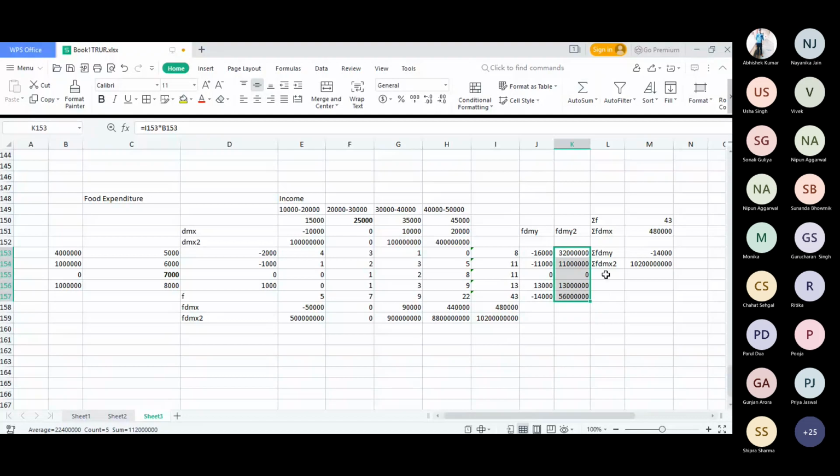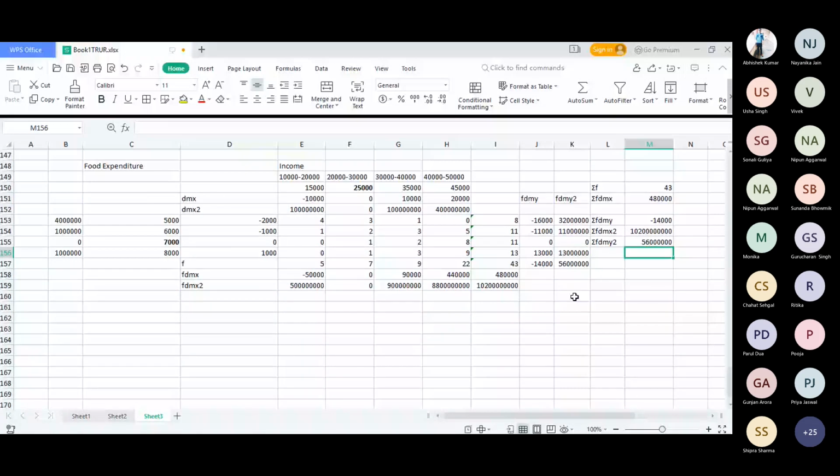So that becomes the value. So summation of f dmy square comes out to be this one. Fine. So now everything will be minus summation of f dx whole square. So f dx is already calculated as 48,000. So the rest everything is now available to us except the numerator. One thing we have left, that is summation of f into dx into dy.